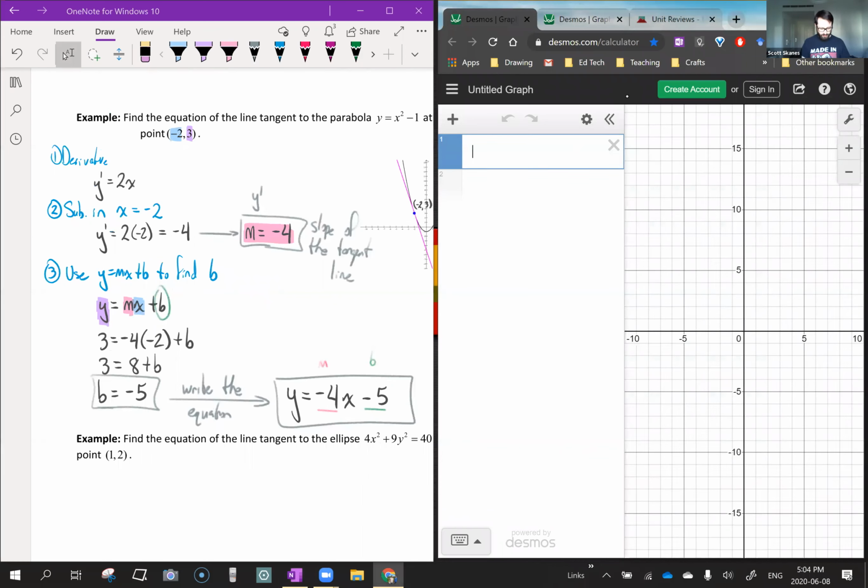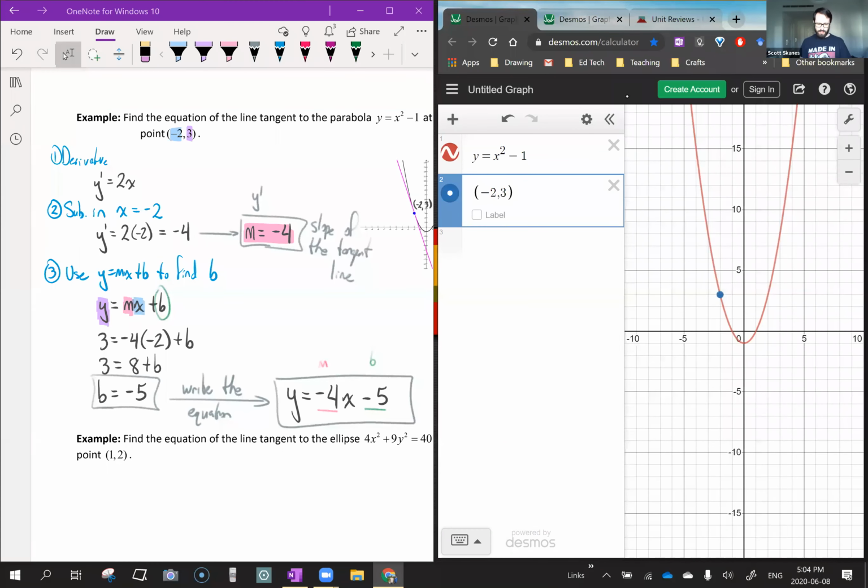Put in the original function, x squared minus 1. That's what it looks like. Your point that it's asking for, it wants the tangent line at this point. So you see that little blue point that I just put in? You can see it come up and off now. Just tapping that on and off. That's the line that we need. We need a line that's tangent at that point. So it should look like this.